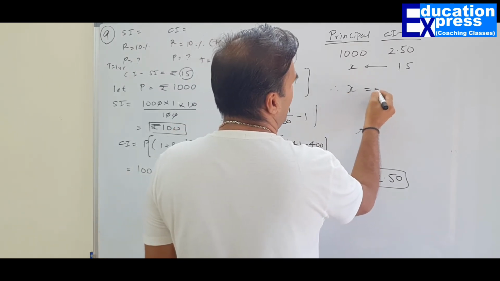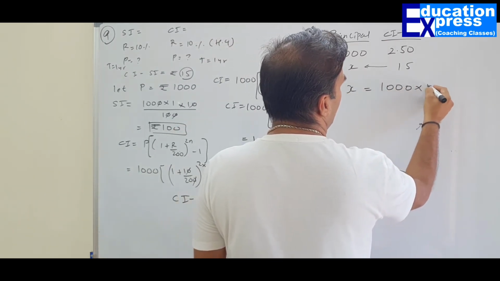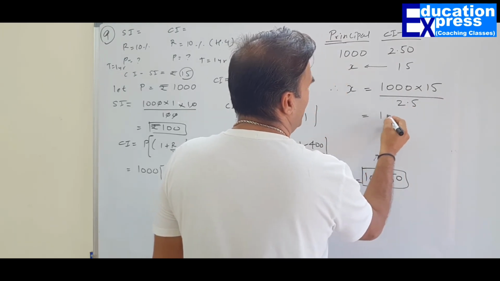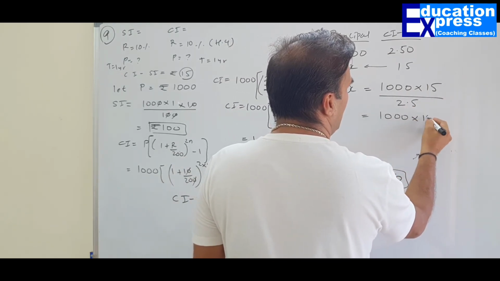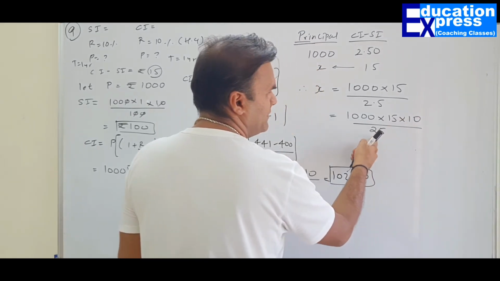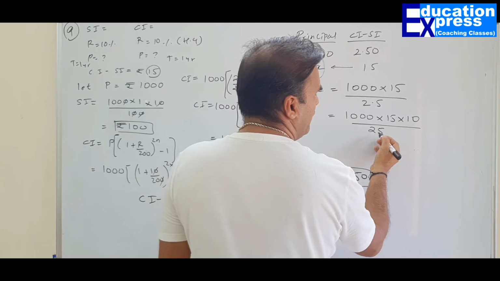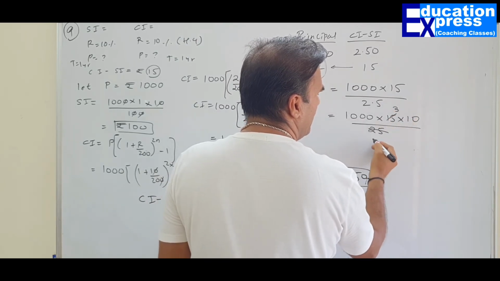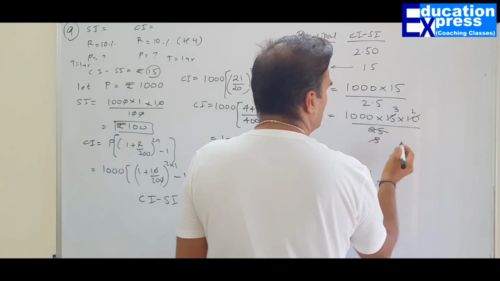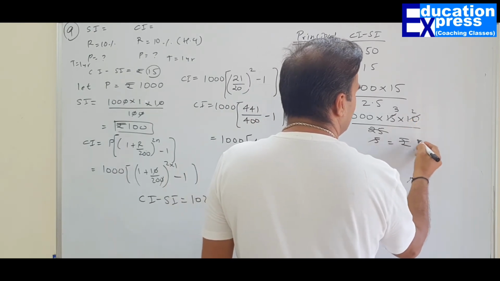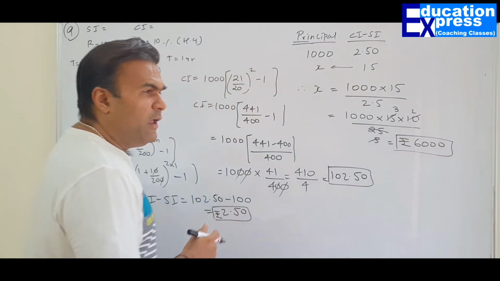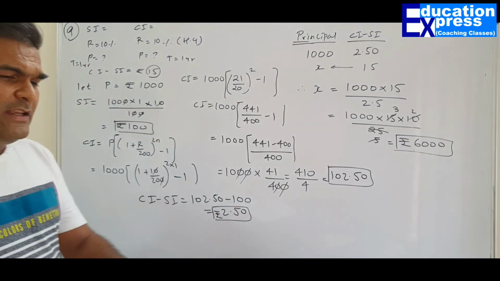Therefore, x will be equal to 1000 multiplied by 15 upon 2.5, which means 1000 multiplied by 150 upon 25, multiplying by 10 to remove the decimal. 25 3s are 75, 5s are 1s are 2s are rupees 6000, my dear friends, 6000 only. Pretty simple and easy question.